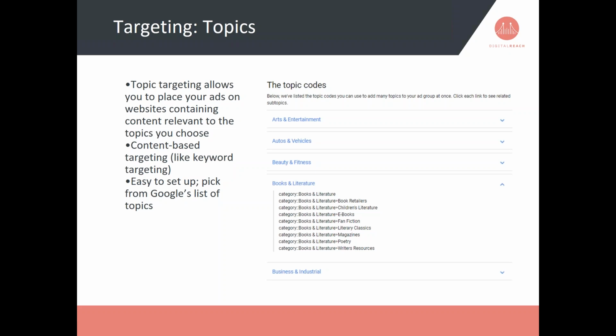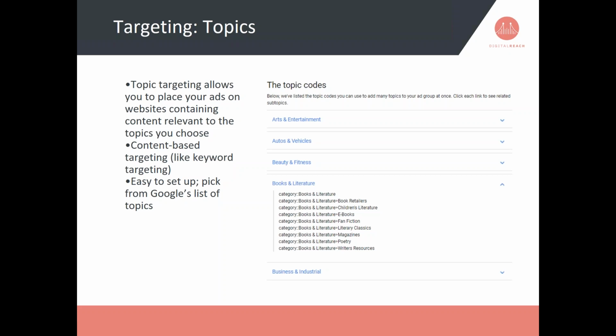So the basic idea here is that you scan through this list of topic codes and, similar to the keyword targeting, find 5 to 10 that are close to what you do and split those up into ad groups and see how they perform for you. It's a very simple setup. You pick from this list of the codes you want to try, separate them into their own ad groups, and then see how they perform.